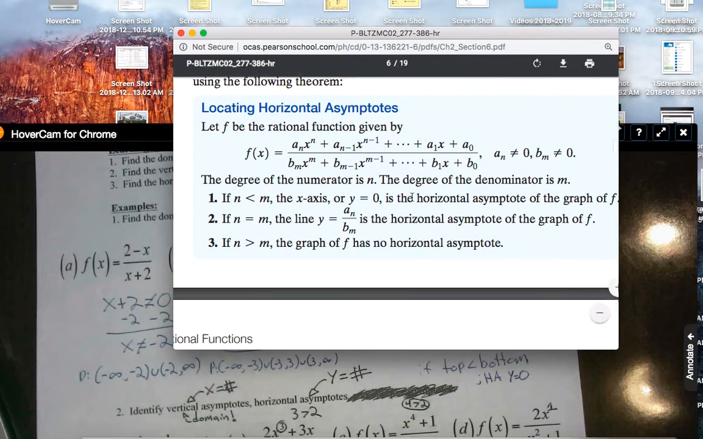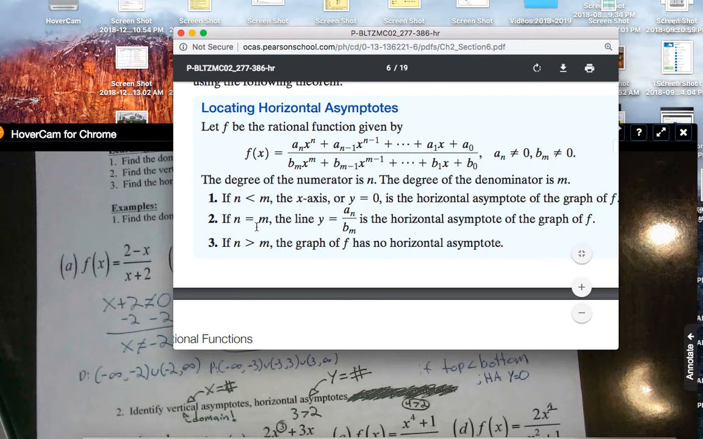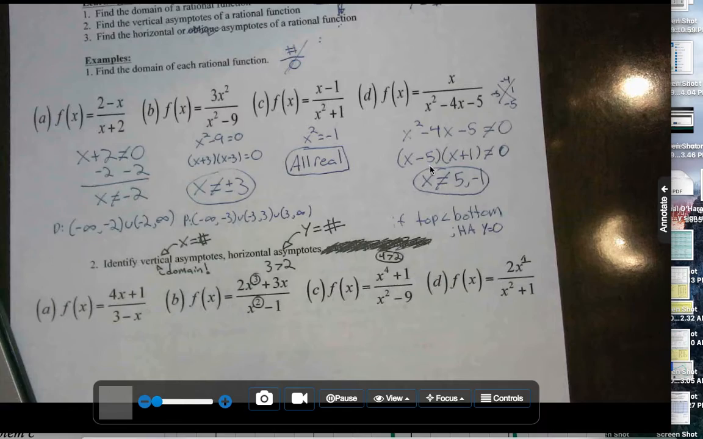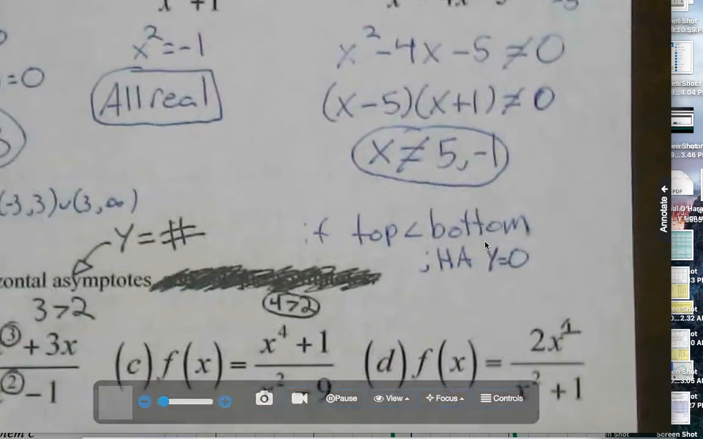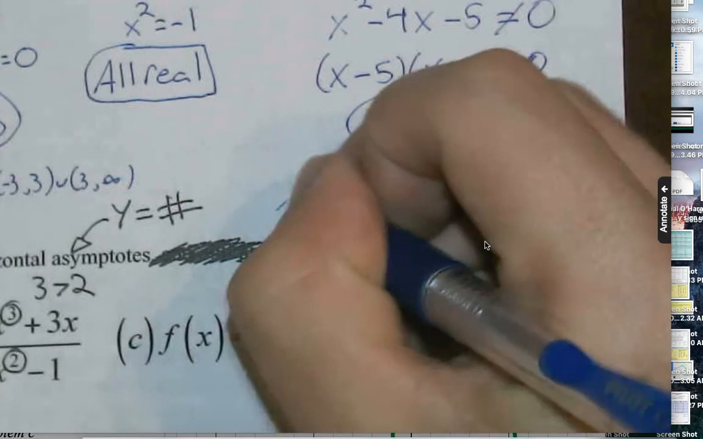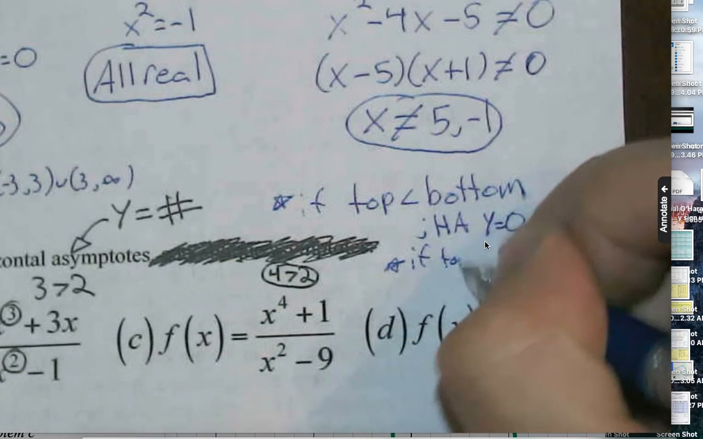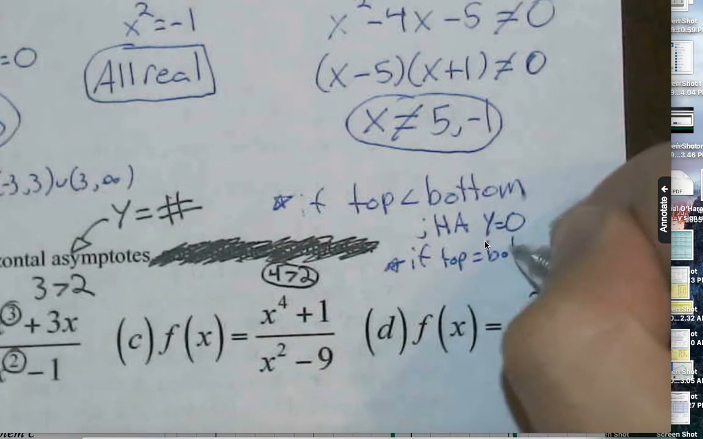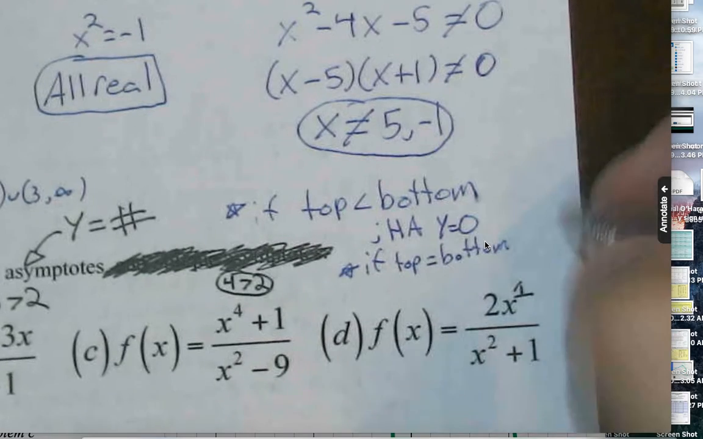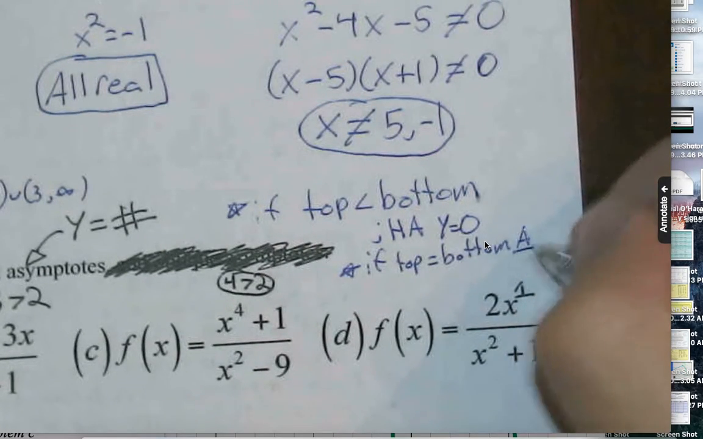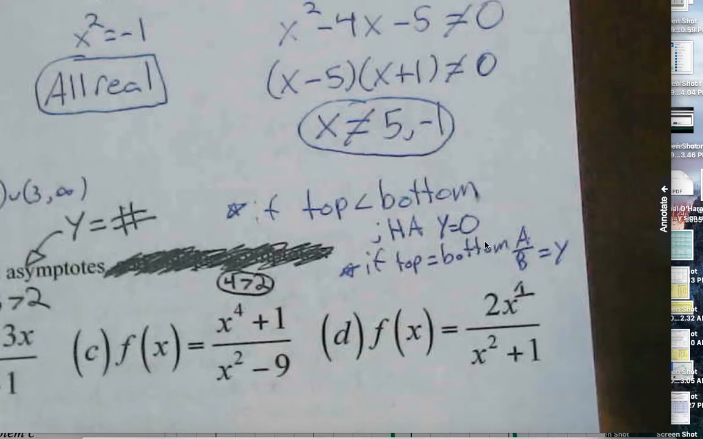What else can we get away from this? If the exponents are equal, the line y equals that fraction or quotient between them is the horizontal asymptote. So let's also write that in. If the top is equal to the bottom, we take the coefficients, which let's say is like a over b, and that would be y equals that.